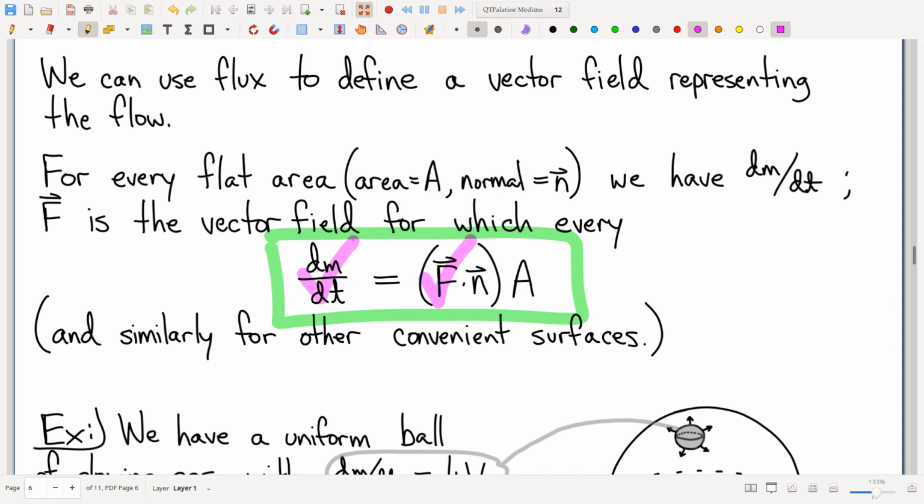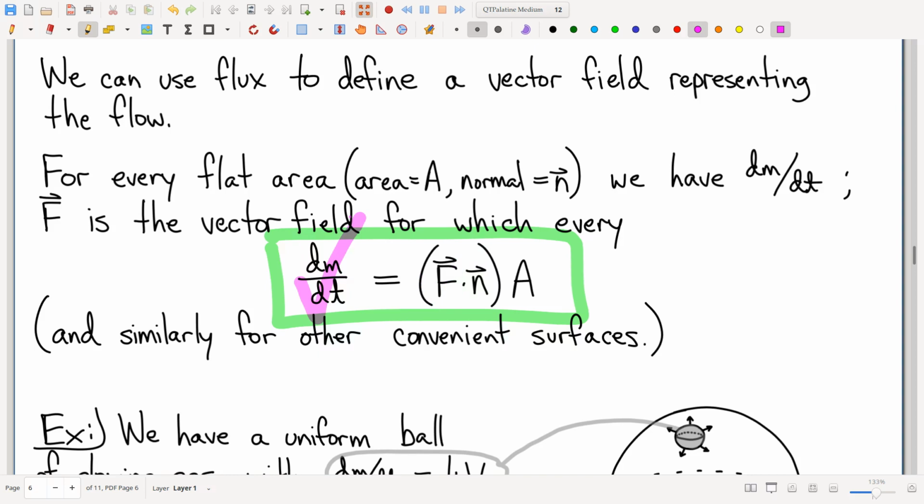Okay, well, the way we've used this on the previous page is that if you know the velocity, if you know the vector field, and what you want to know is the flow rate, then you can take what's on the right and punch it up, and that will tell you what's on the left. So we've used this as, I know F, what is dm dt? And all we're going to do is turn this around backwards, and say, look, dm dt is something that I can empirically measure.